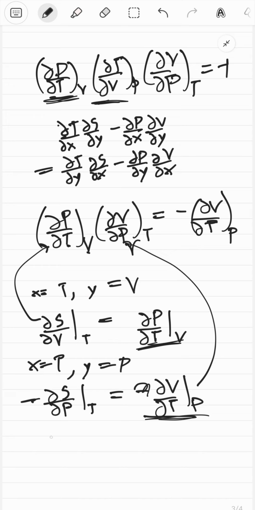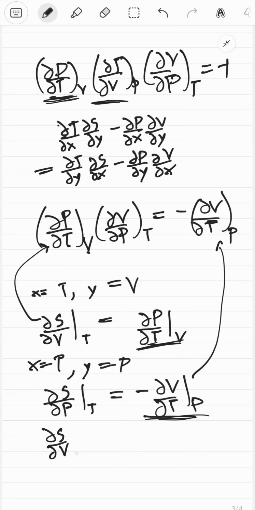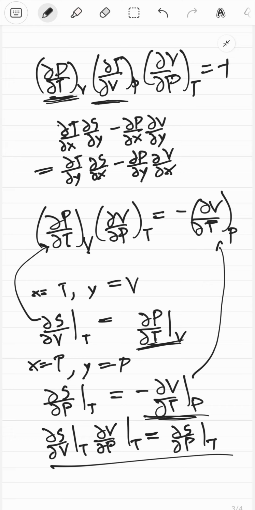So what you essentially get is partial s by partial v at constant temperature times partial s by partial, something is messed up. Oh sorry, it's this term, it's in the wrong direction, right? This is where I should be putting it. Okay, cool. So essentially what you get is partial s by partial v at constant temperature times partial v by partial p at constant temperature, that's equal to partial s by partial p at constant temperature, which is just the chain rule, so that is obviously true.